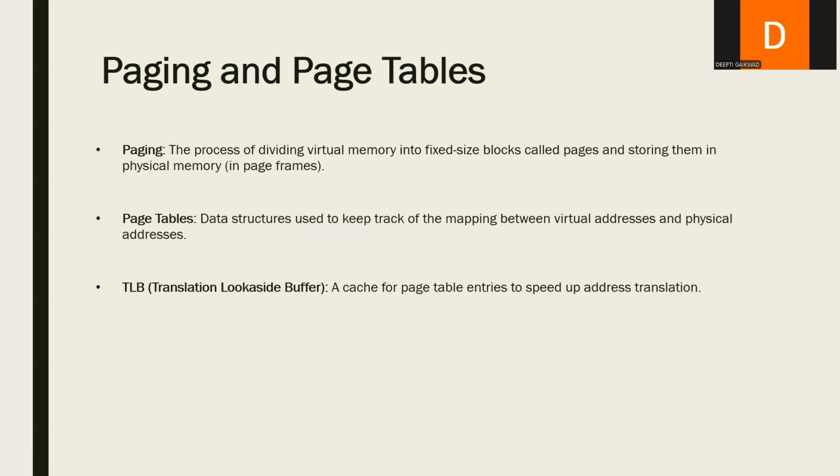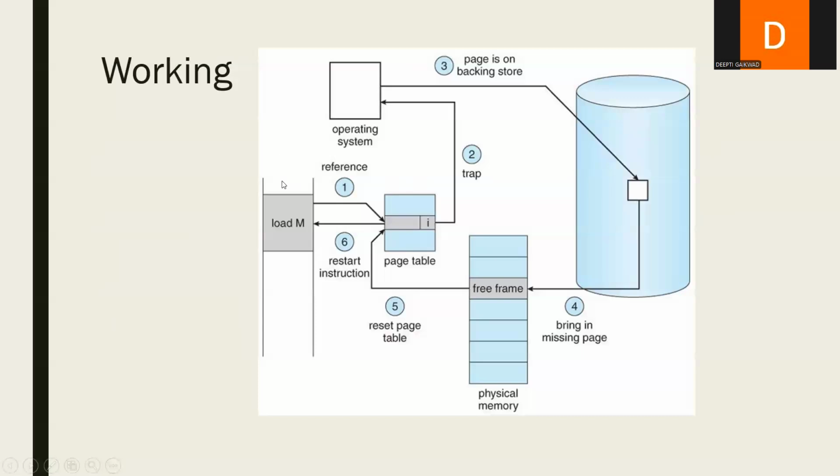So paging and page tables: when the CPU gives the logical address, then the address is verified by the page tables, to find the location of that address. If the page table does not contain that address, then an invalid message is generated by the page table. Then the actual working of virtual memory comes into picture. So here we can see how the virtual memory works.